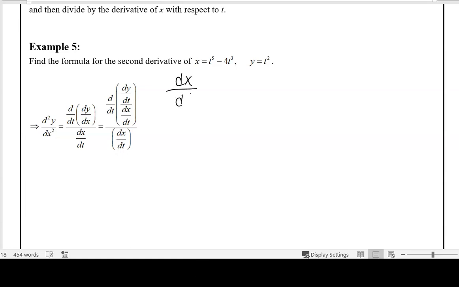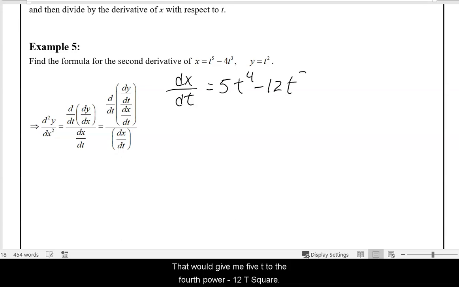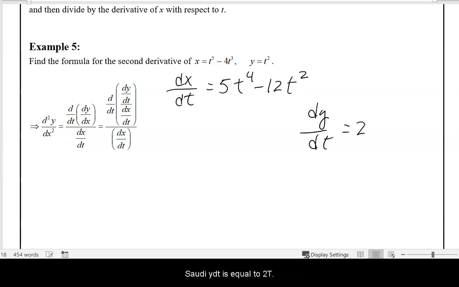The derivative of x with respect to t is given by simply applying the power rule to the formula for x. That would give me 5t to the fourth power minus 12t squared. To find the derivative of the y equation with respect to t is another application of the power rule. So dy dt is equal to 2t. Now I take each of these pieces and plug them into the formula for the second derivative. I'll be using the last form here.